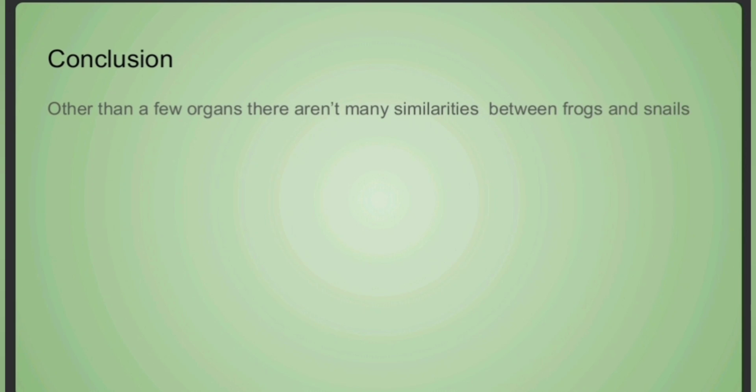In conclusion, other than a few organs, there aren't very many similarities between frogs and snails. They both evolved in two different directions very far back in the past, and they do not share any recent ancestors.